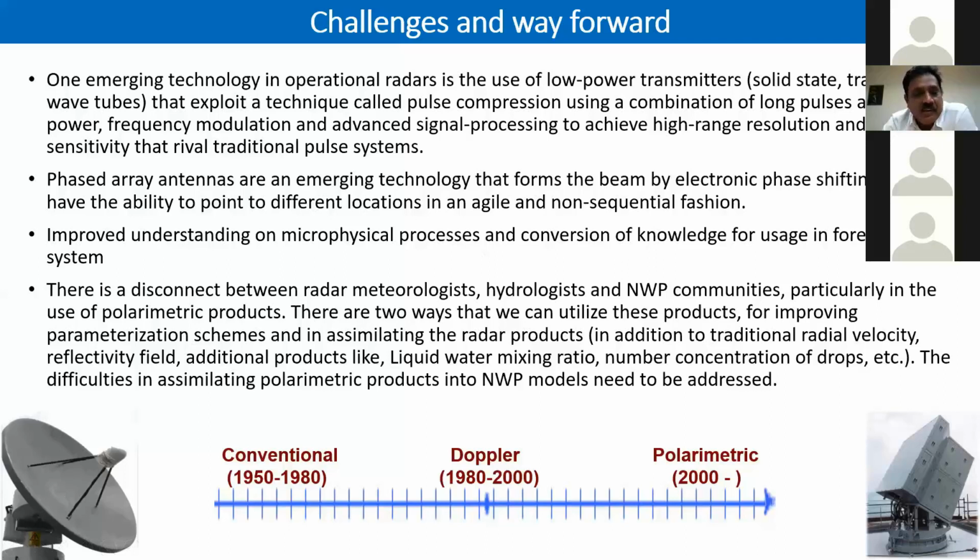And the other, I have a feeling that there is a disconnect between radar meteorologists, hydrologists, and numerical weather prediction communities, particularly in the use of polarimetric products. Several polarimetric radar products are being given, but the utilization of these products in the numerical weather prediction schemes is a very big challenge. So that needs to be addressed. That is one of the challenges I think we have to address, and there's a lot of scope for research in that direction. Thank you very much.